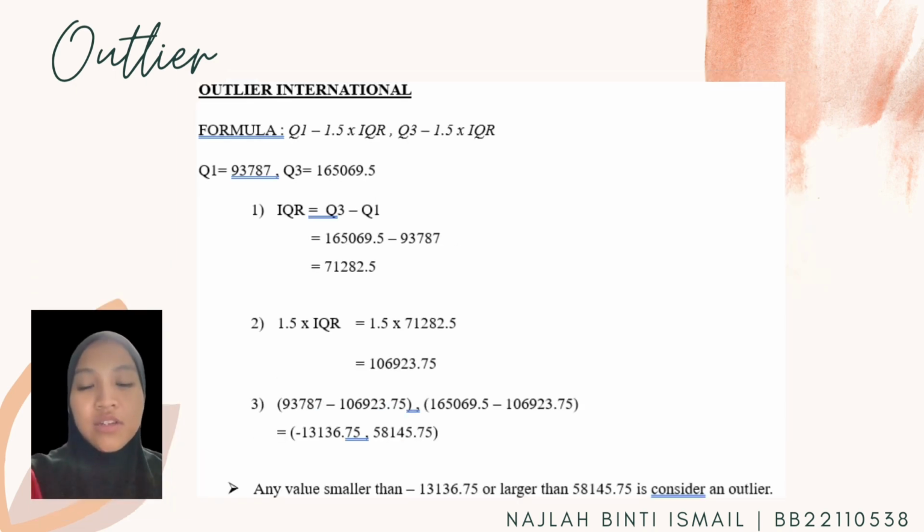So now is outlier for international. Any value smaller than negative 13136.75 or larger than 581,45.75 is considered an outlier international.